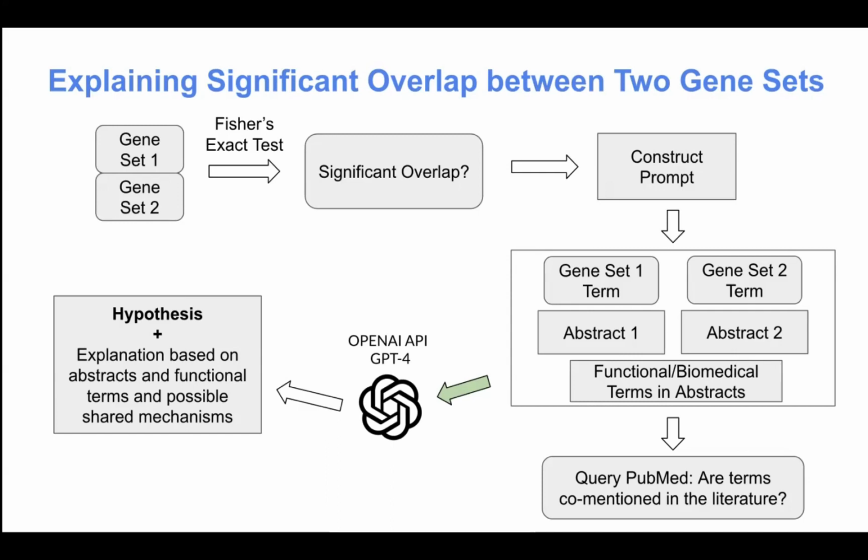Another use we can take those for is querying PubMed. We can query PubMed with those terms to see if they're co-mentioned in the literature, to see if this is a relationship that has already been explored extensively. And once we pass this to GPT, we can get some explanation, based on those abstracts and those terms, of some possible shared mechanism between the gene sets.